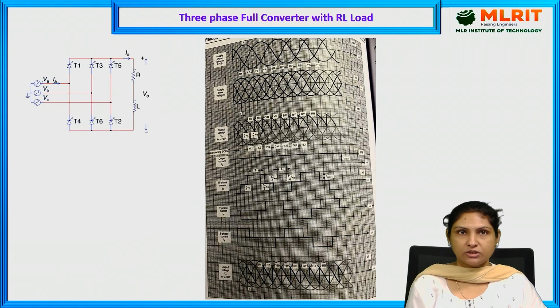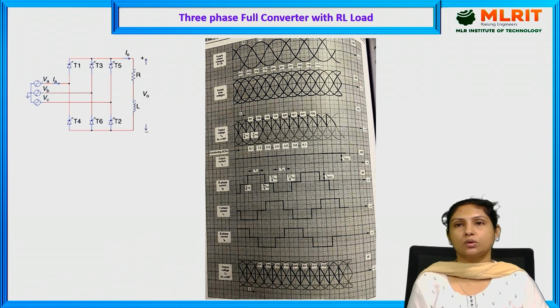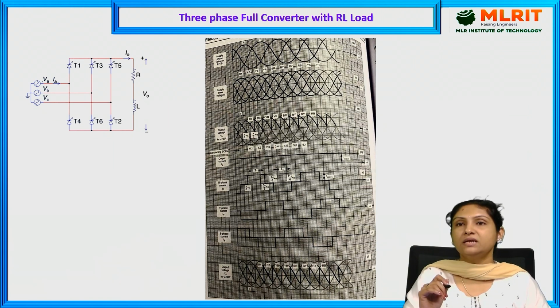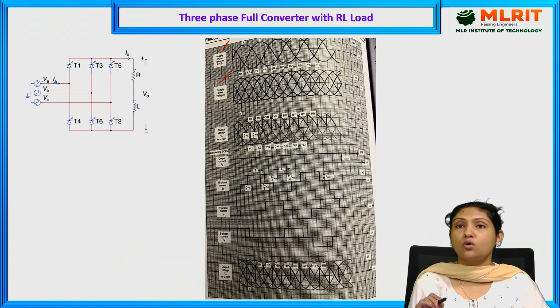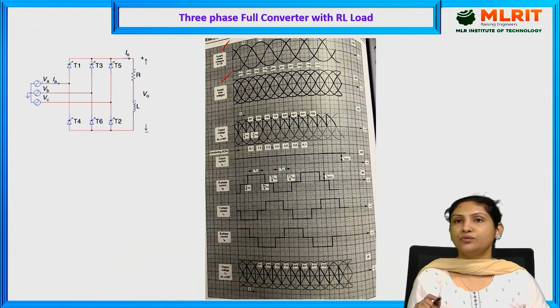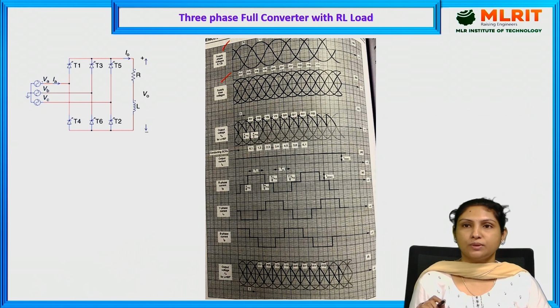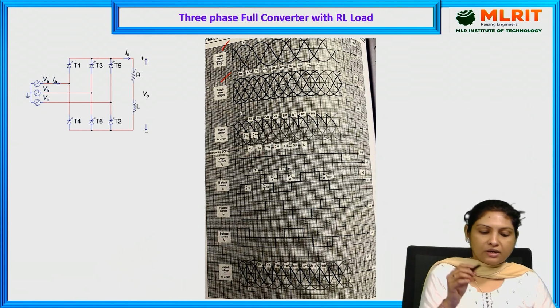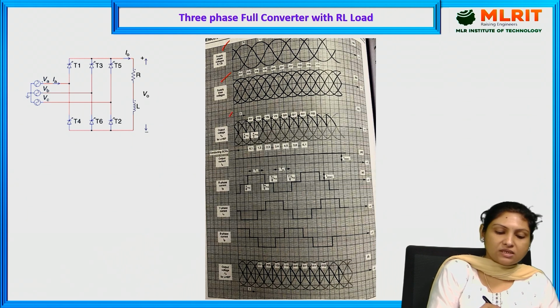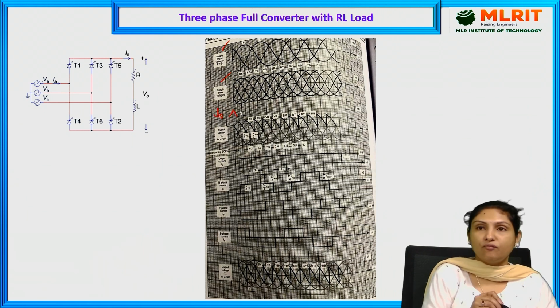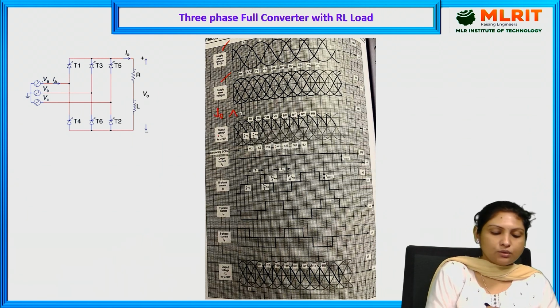In today's lecture, we will be checking the three-phase full converter with RL load. I have already explained in detail how to draw the phase voltage waveforms, line voltage waveforms, and the phasor diagram as well. If you need that, you can go through the previous videos. Now, let us check out the output voltage waveform for alpha equal to 60 degrees. This is the output voltage waveform for alpha equal to 60 degrees.